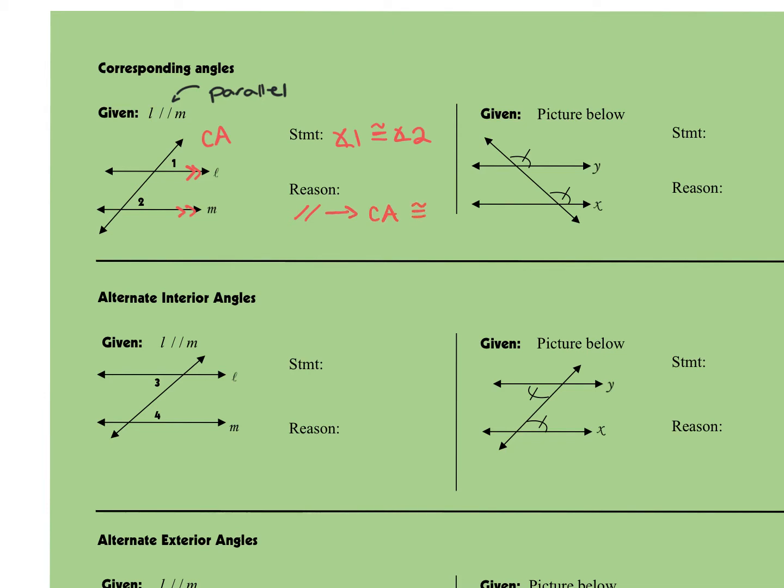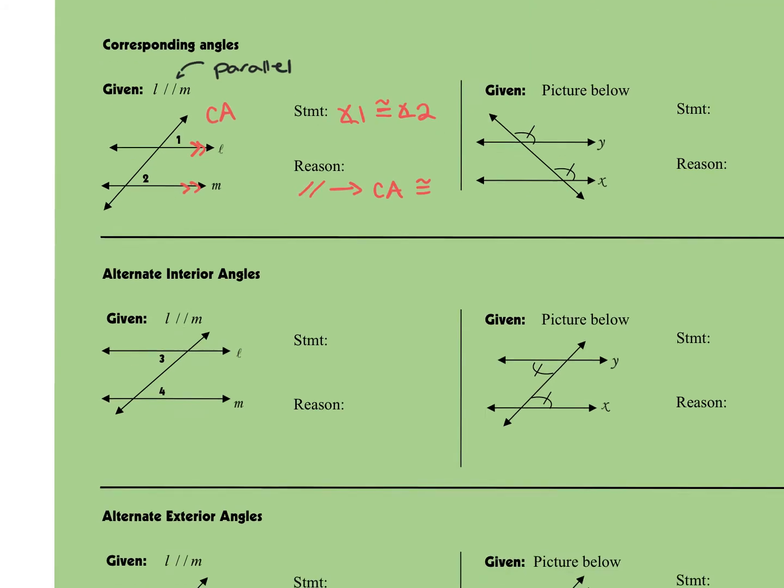So let's break this notation down again. This is going to be the if, this is whatever we're given. So if our lines are parallel, we'll be able to say parallel lines. Then this is going to be our conclusion. And when we write the reason, it's going to be more general. What kind of angles have we identified, and what relationship have we said about them? So there's the corresponding, there's our congruent. This statement will be specific to the picture.